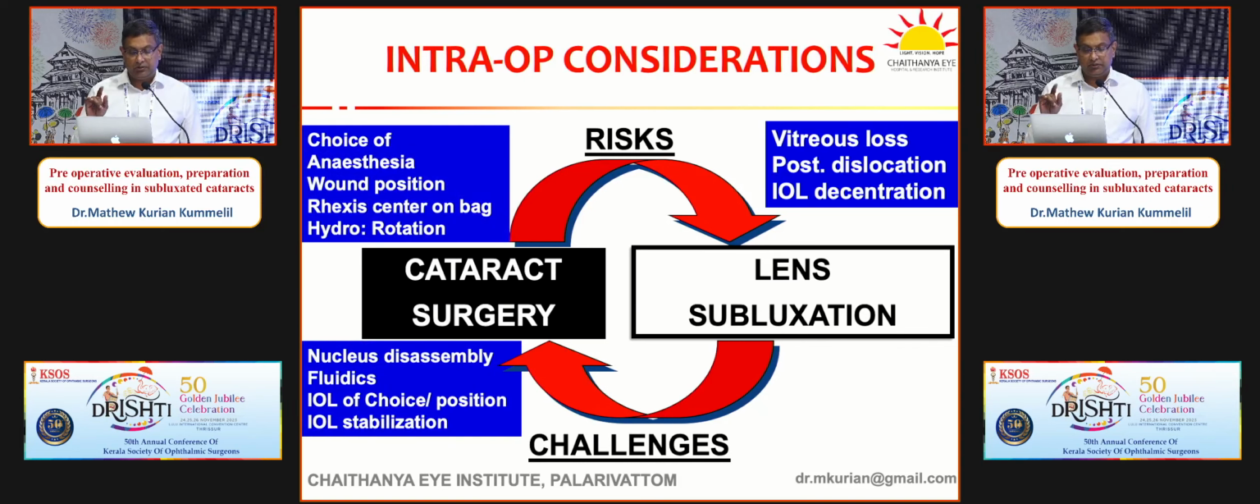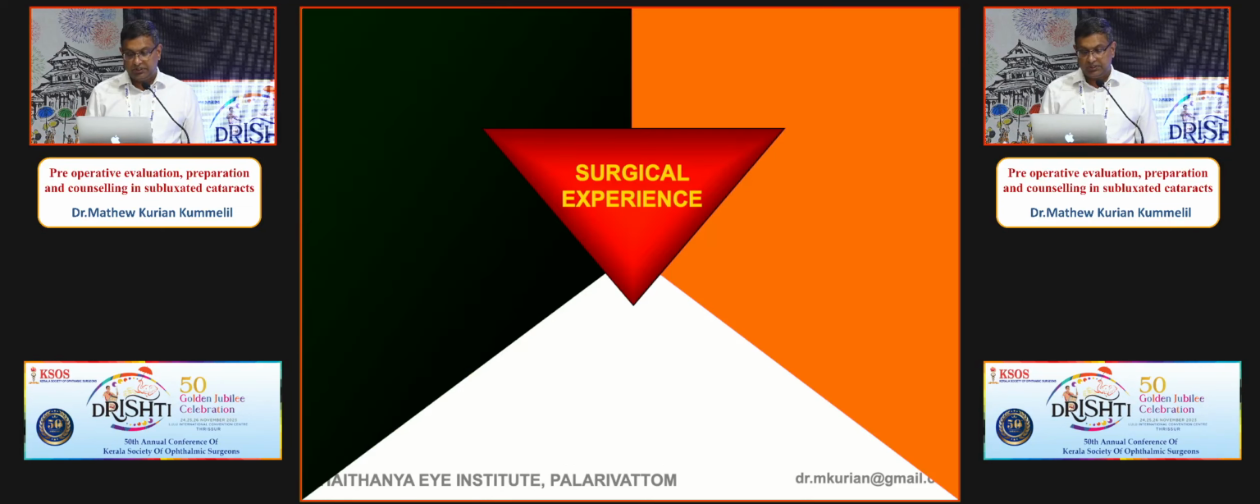Choice of anesthesia, whether you would give a peribulbar block or whether you would give a subtenon, is important. Wound, how you will position it so that you are not making your main tunnel in the area of dialysis and vitreous prolapse. The rhexis must be centered on the bag. You have to do a good hydrodissection and get a good rotation of the lens. Nucleus disassembly techniques will be covered later. Fluidics may need to be low to prevent fluid from going posteriorly. Choice of IOL and lens stabilization.